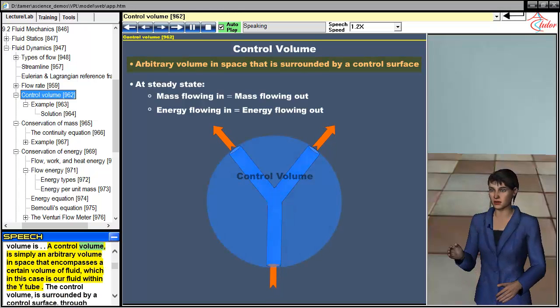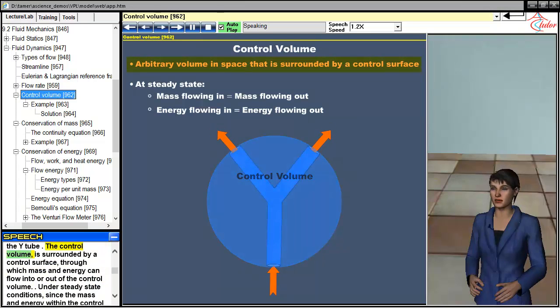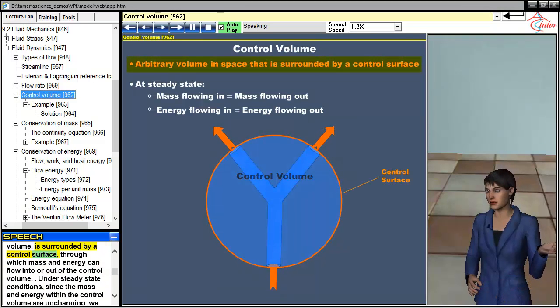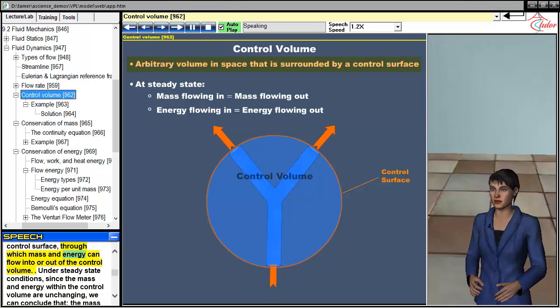A control volume is simply an arbitrary volume in space that encompasses a certain volume of fluid, which in this case is our fluid within the Y tube. The control volume is surrounded by a control surface, through which mass and energy can flow into or out of the control volume.